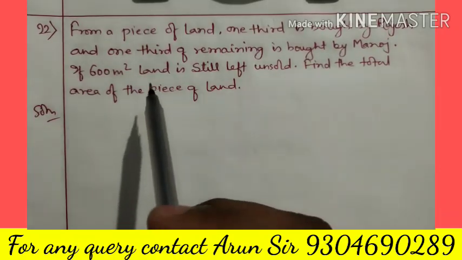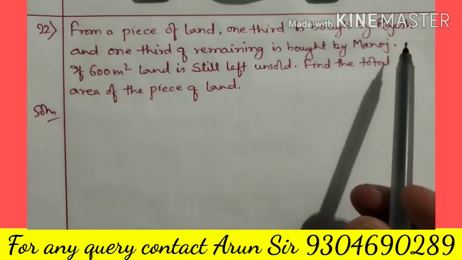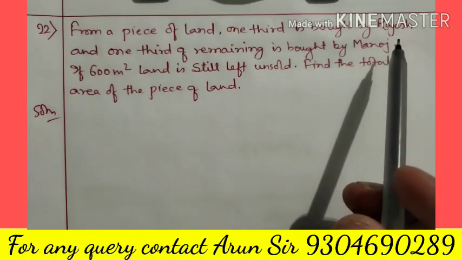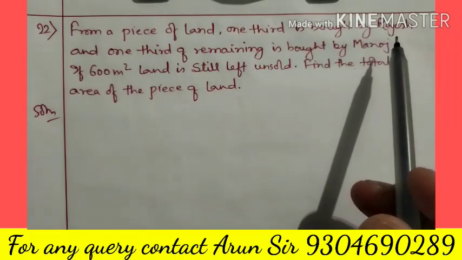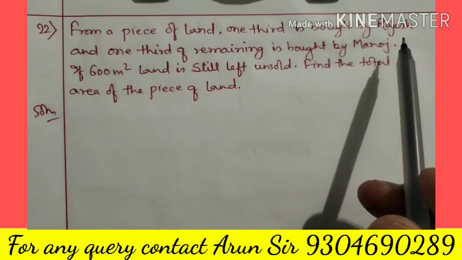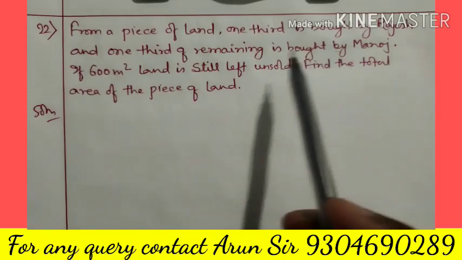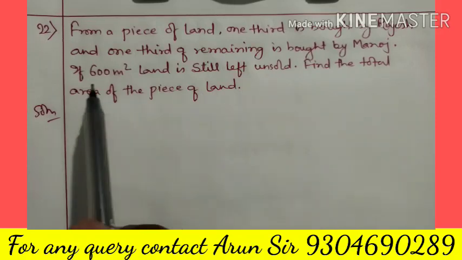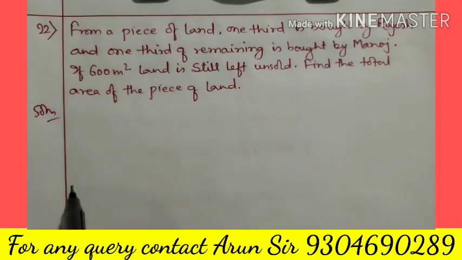Question number 22 is saying, from a piece of land 1/3 is bought by Rajesh. From the total land, 1/3 part is bought by Rajesh, and there might be some part of land left. Out of that part, 1/3 part is bought by Manoj. If 600 meter square of land is still left unsold, find the total area of the piece of land.